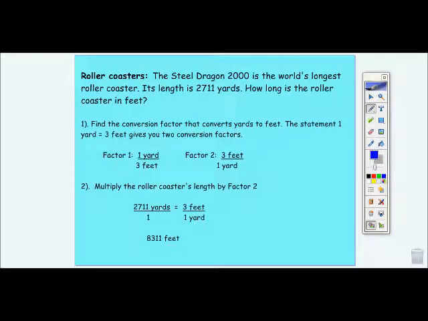We're on the Steel Dragon roller coaster. It's the world's largest roller coaster, and its length is 2,711 yards. How long is the roller coaster in feet? So we want to take what we want to convert, and that is yards, and we want to make that a factor that's going to be equal to 1. So 1 yard is the same as 3 feet, and we're looking for it to change to feet.